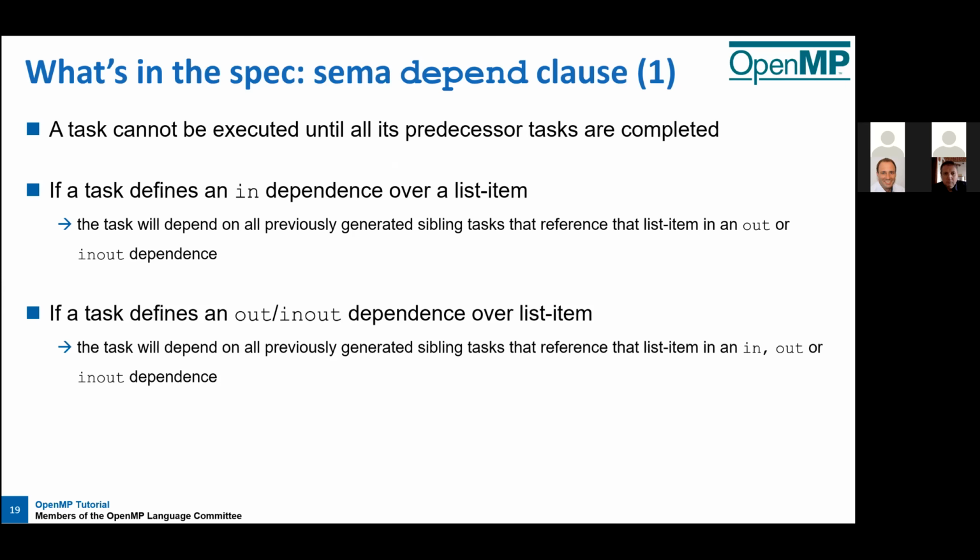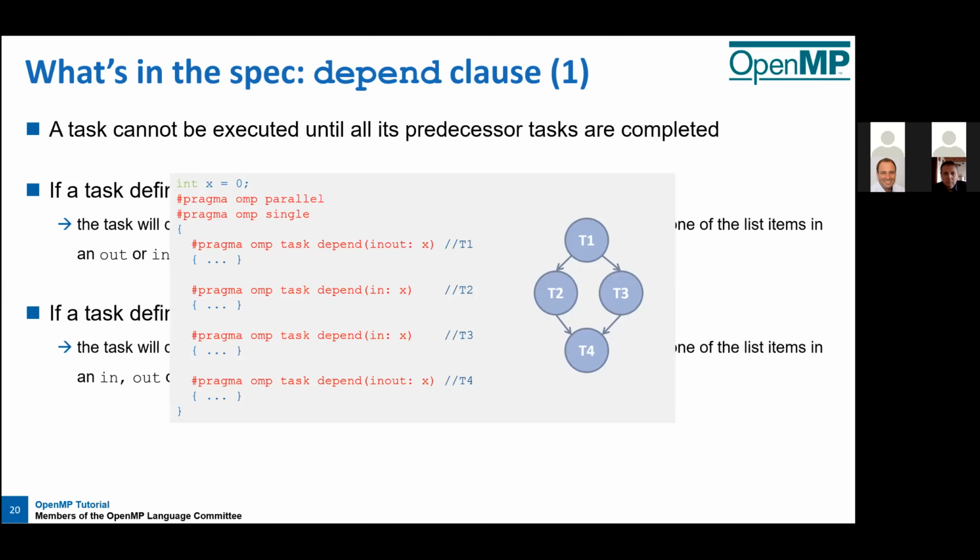So this is just what I already explained in a bit more wordy fashion. If I give you an example, here we have a variable x. T1 is reading and producing x, T2 and T3 are reading x, and then T4 is also reading and writing x. So we get this shape of a task graph where T2 and T3 can only run if T1 has been completed. Those two can run in any particular order, at least in theory. And then T4 can only run if T2 and T3 have both completed execution.